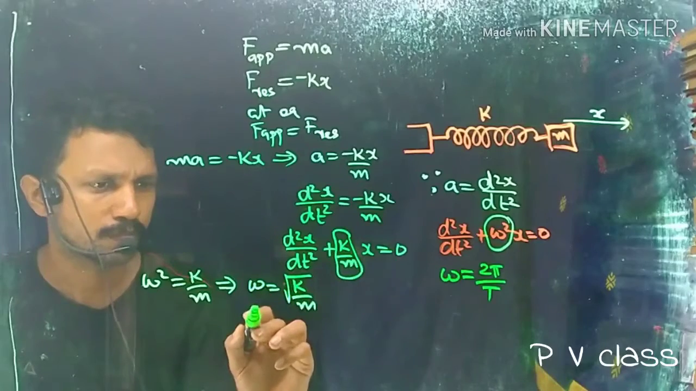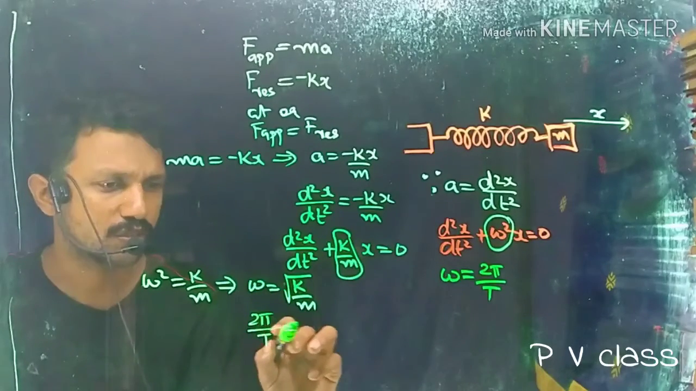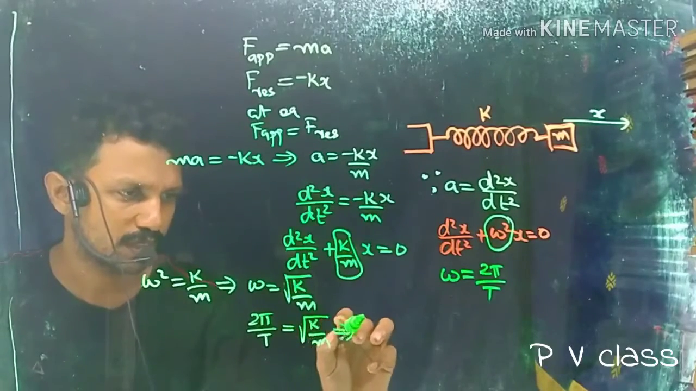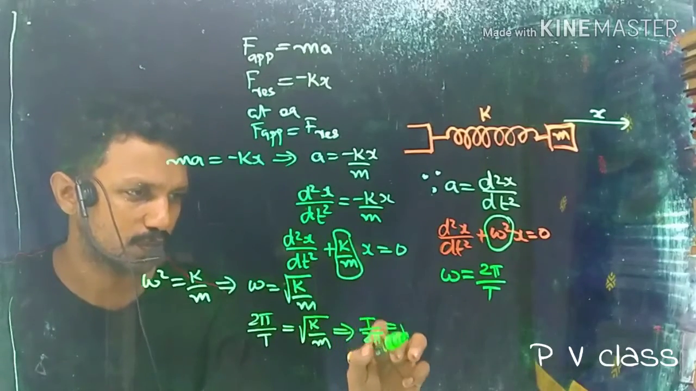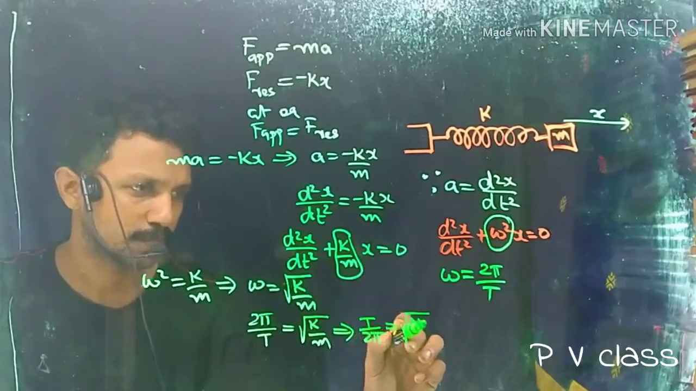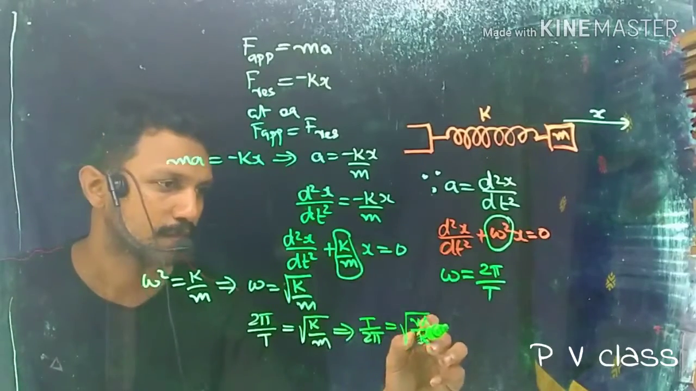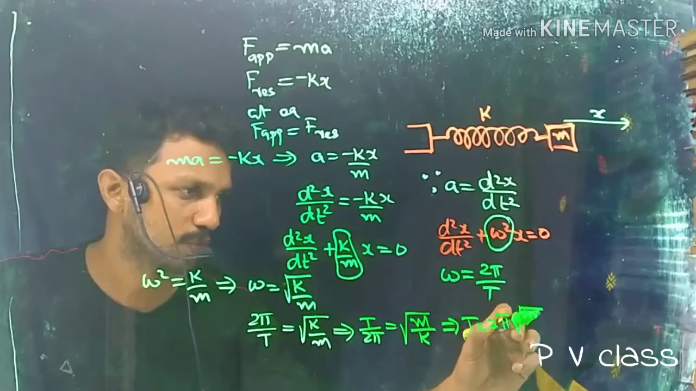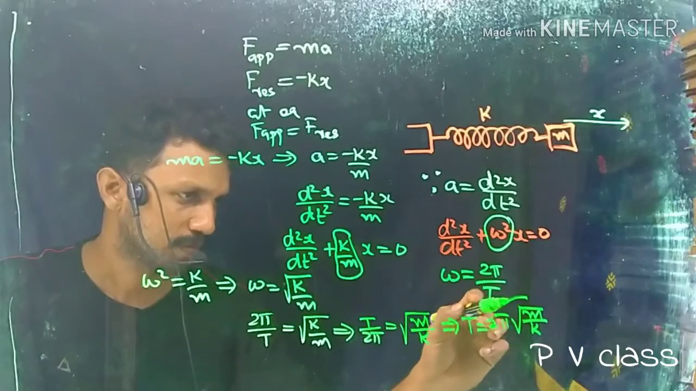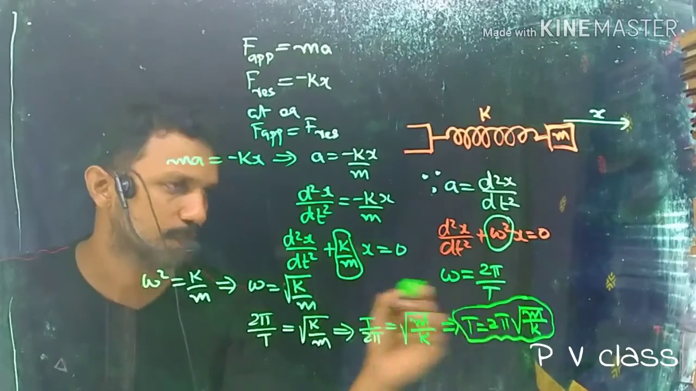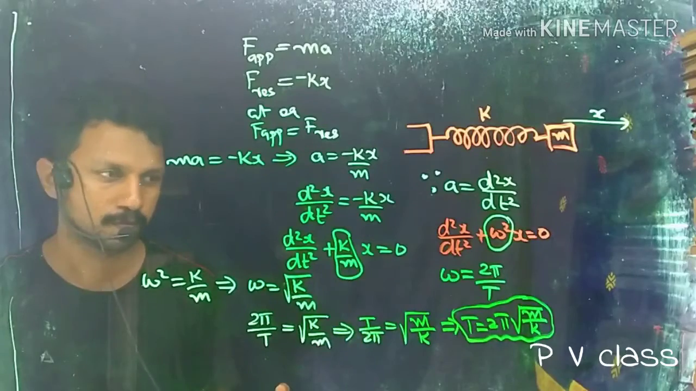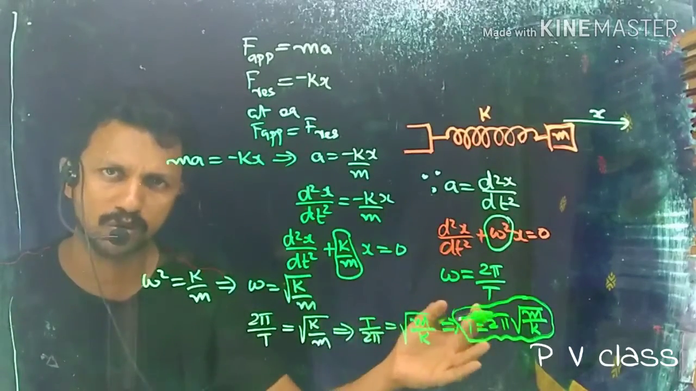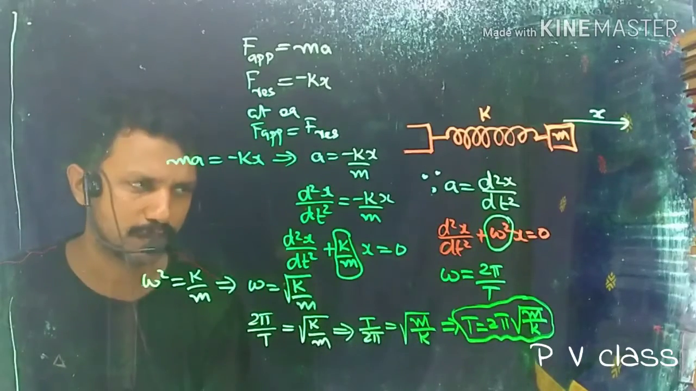Then we could write 2 pi by T is equal to root of k by m, from which I could write T by 2 pi is equal to root of the reciprocal, that is m by k. Then T is equal to 2 pi root of m by k. This is the mathematical equation for time period of the spring. We have obtained the expression for time period of the spring. It is T is equal to 2 pi root of m by k. M is mass, k is the spring constant.